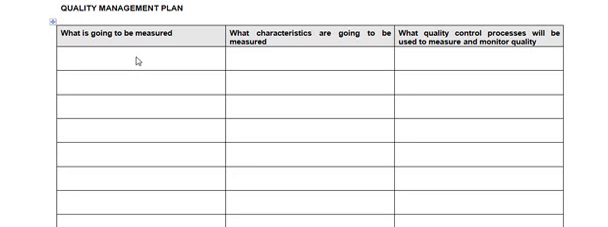In this video, I'm going to show you how to complete the quality management plan, the table or template. And you can see there's three columns here. The first is what is going to be measured. The second is what characteristics are going to be measured. And the third is what quality control processes will be used to measure and monitor quality.